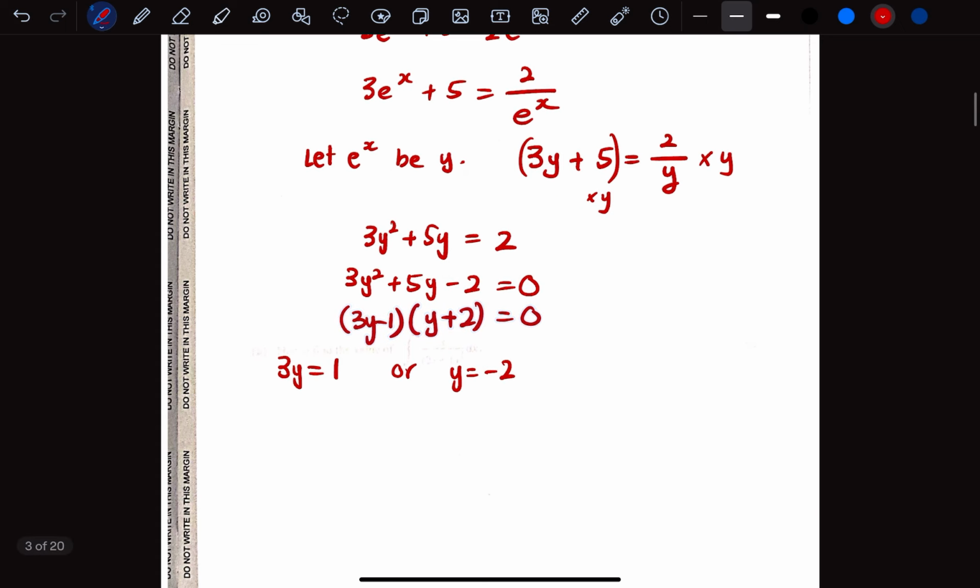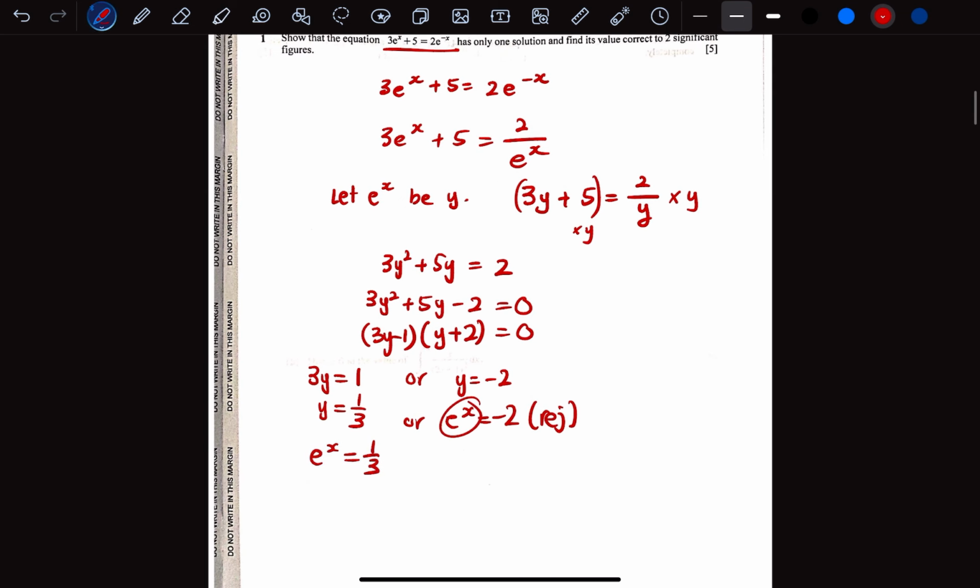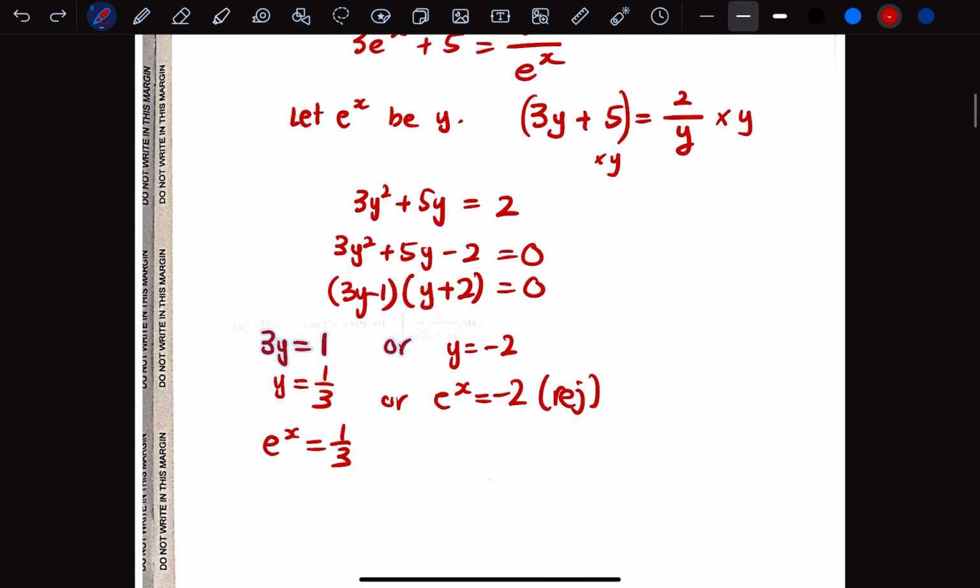Of which e to the power of x would equal minus 2, or in this case we need to simplify this a bit further. We get y equals 1 over 3 and we can say e to the power of x equals 1 over 3. Here you will need to know that you have to reject this value because an exponent to the power of anything should give you a positive value. So it is impossible for you to get a negative value and hence you need to reject it.